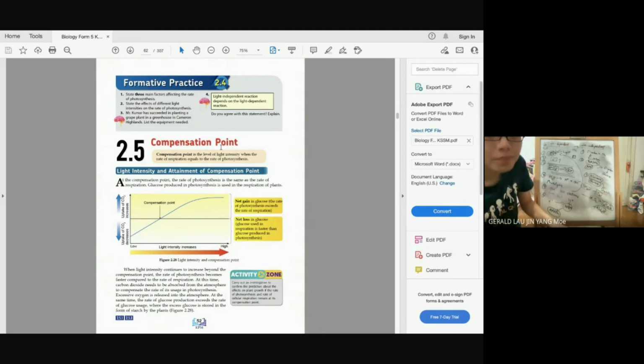Okay, but if photosynthesis rate is higher, then there will be a net gain in glucose, because you produce more glucose than you use. Okay. If respiration rate is higher, there will be a net loss in glucose because you use more glucose than you produce. Okay.